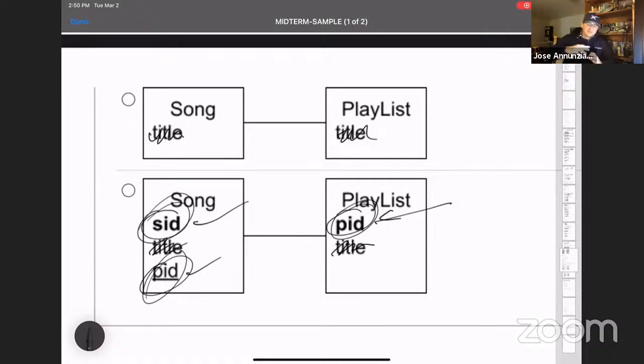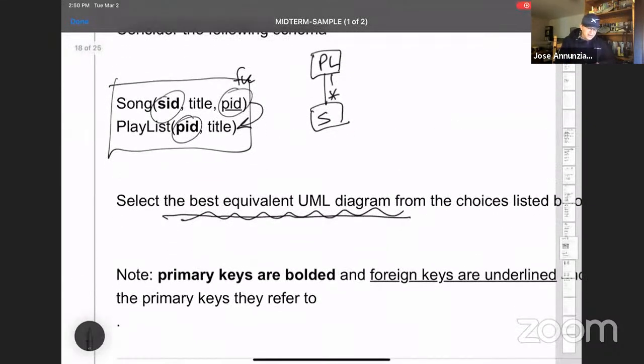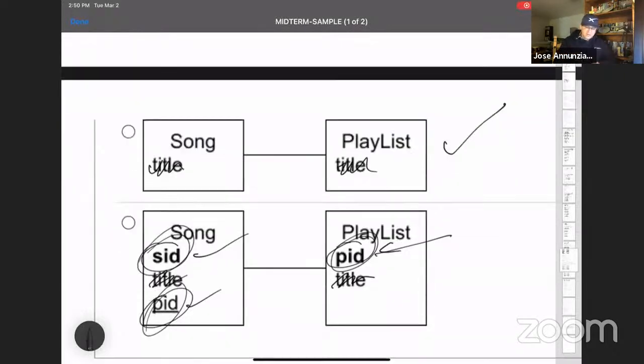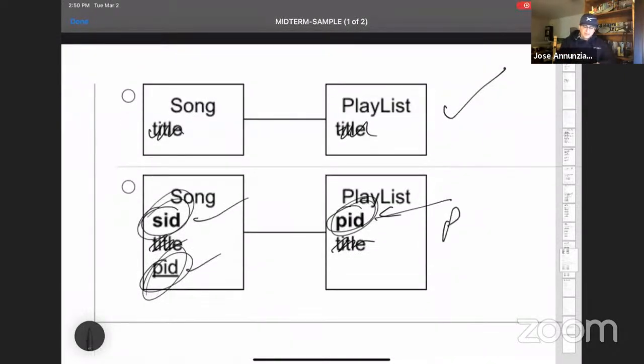So if we're trying to just stick to UML, and that's what the question is hinting at, what's the best equivalent UML diagram, then we would have to go with this one. This is more pure UML, whereas this one is more relational database management.